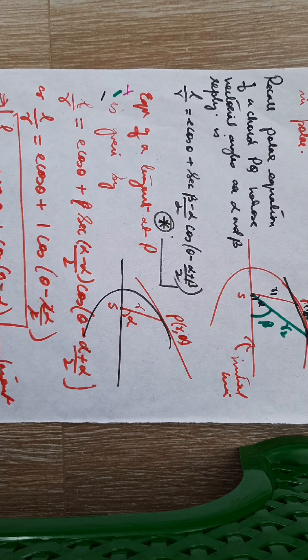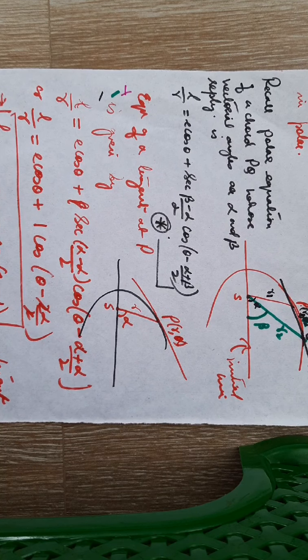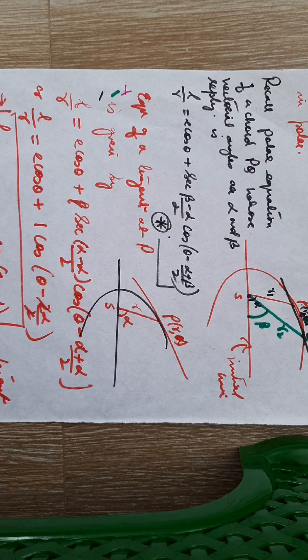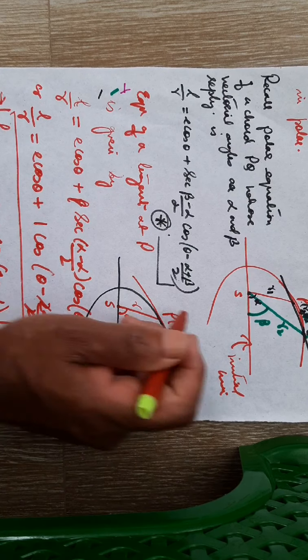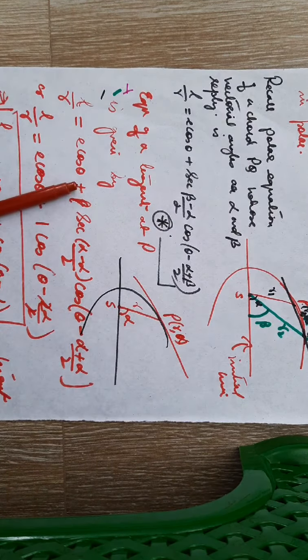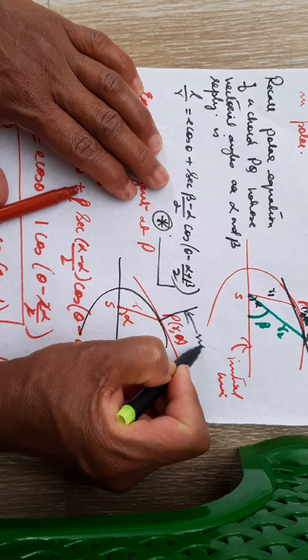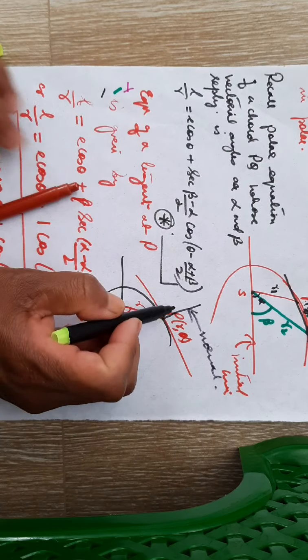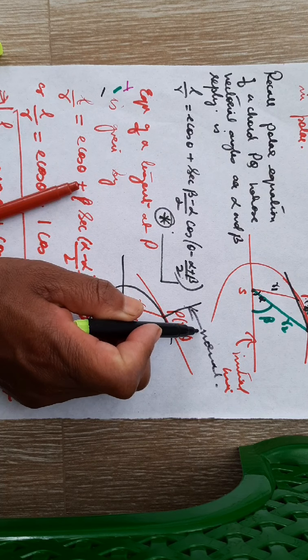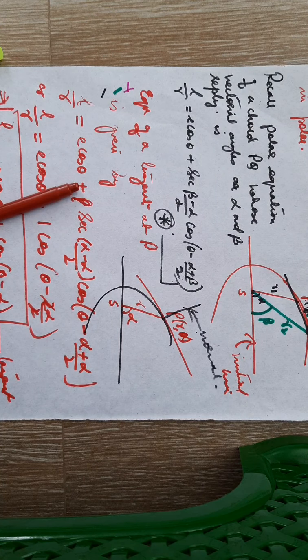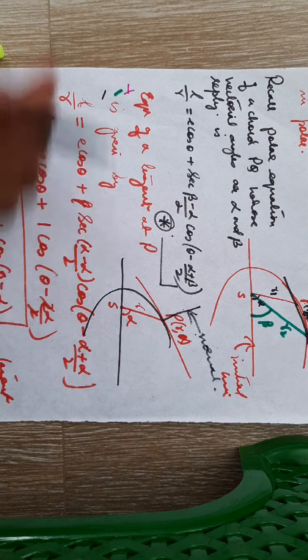Now what do you mean by normal? A normal is a line which is perpendicular to the tangent at the point of contact of the tangent. So in this case, this will be the normal. We have to find out the equation of this normal. From this equation of the tangent, we can derive the equation of the normal.